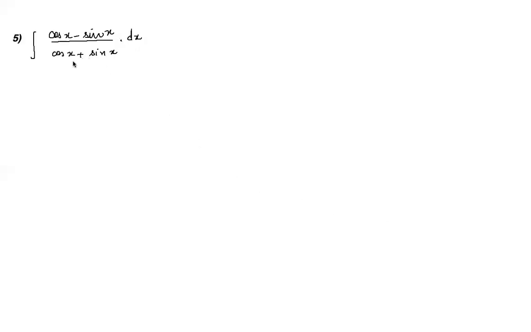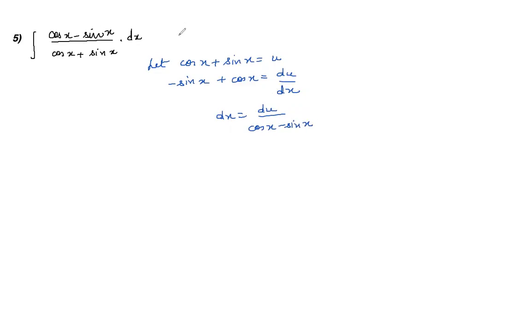Now in this question, I need to integrate cos x minus sin x upon cos x plus sin x. What I can do here is put cos x plus sin x equals u. Now in order to find the value of dx, I'll differentiate both sides. Differentiating, cos x will give minus sin x, and sin x will give cos x, and u will give du by dx. So I'll get the value of dx as du upon cos x minus sin x.